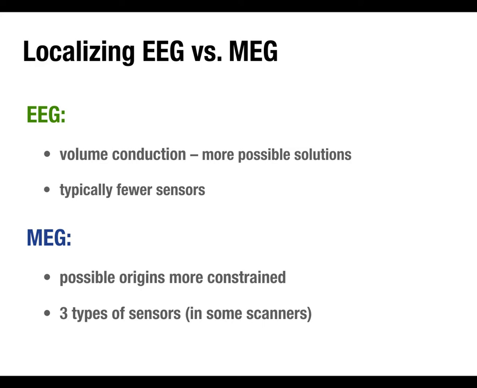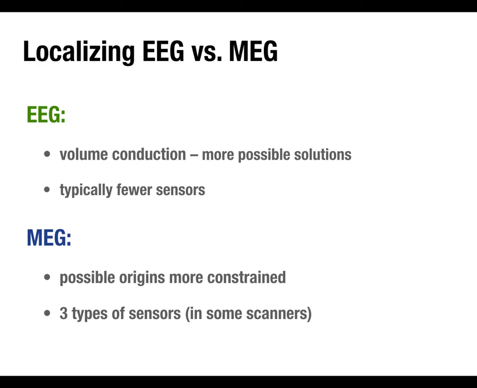So you have fewer sensors and more possible solutions with EEG compared to MEG, where the possible origins are more constrained by the fact that these magnetic fields drop off so sharply with distance, the fact that you have 306 sensors, and 3 different types of sensors, at least in the Elekta scanners, that have differential properties to these magnetic signals that help you better sort of triangulate how the fields are distributed.